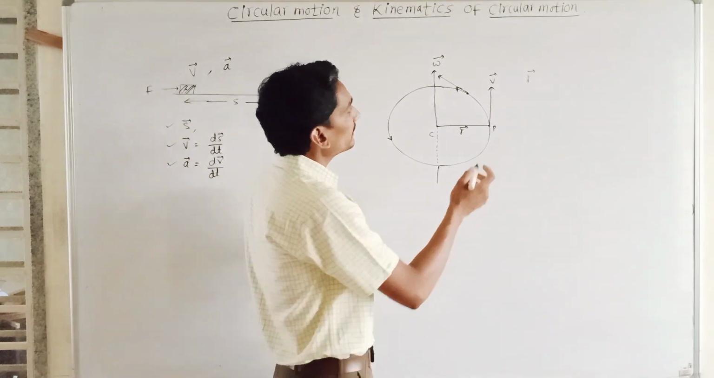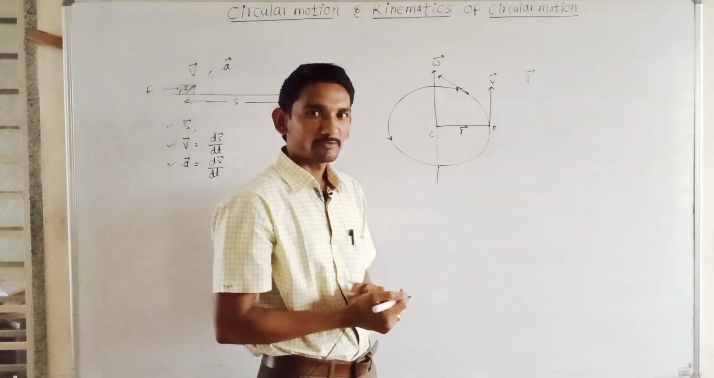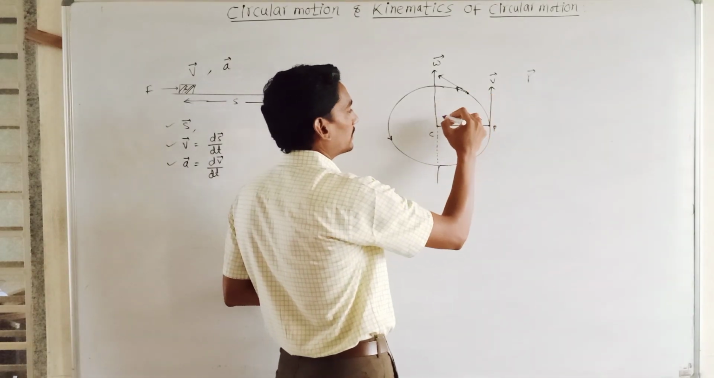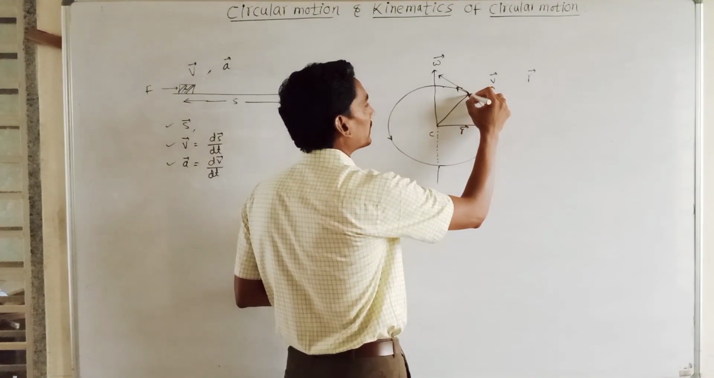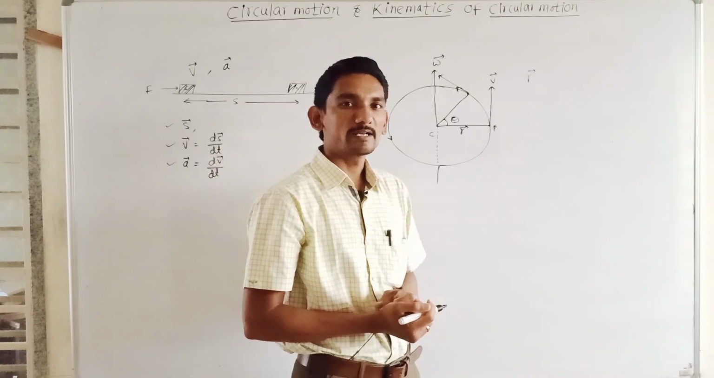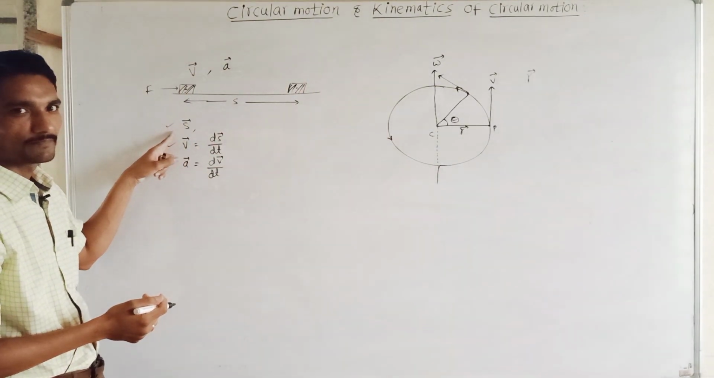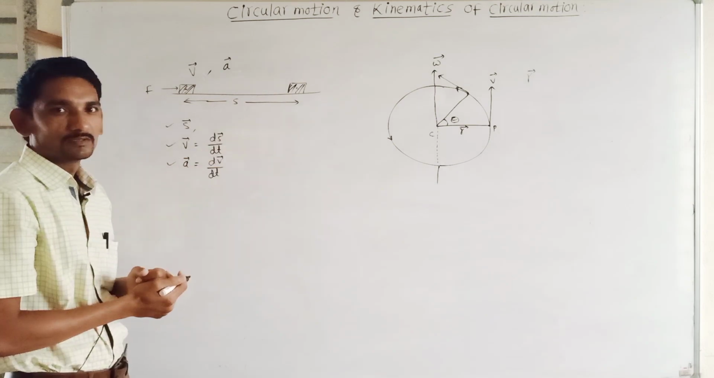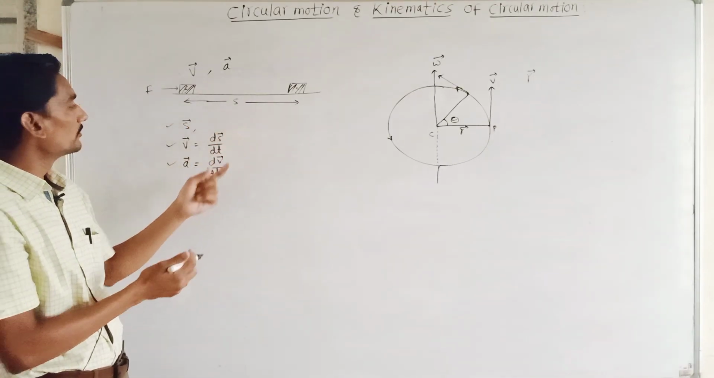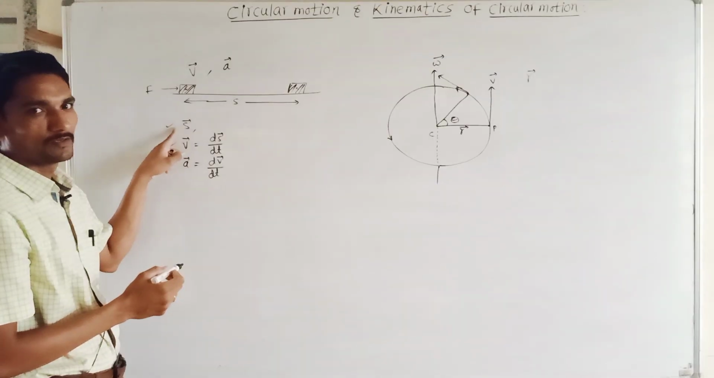The second thing is the angle described by the particle. In case of circular motion, when the particle is moving from this position to this, it describes the angle. So this is the angle, or you can say the angular displacement. In translational motion, we have the displacement that gives the position from one place to another. When the object moves from one place to another, you can determine the position by using the displacement. So this is the quantity which gives the position.